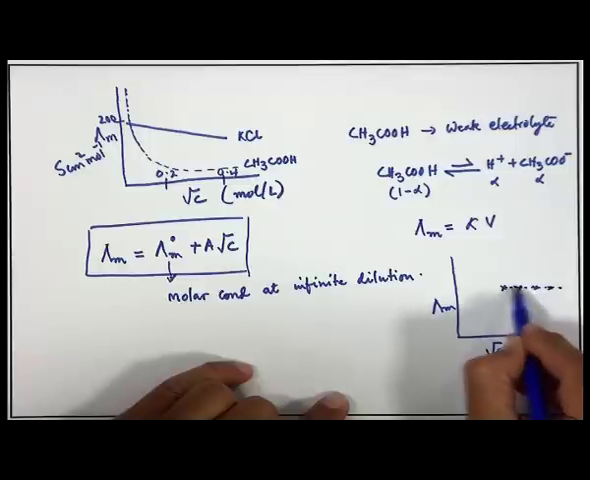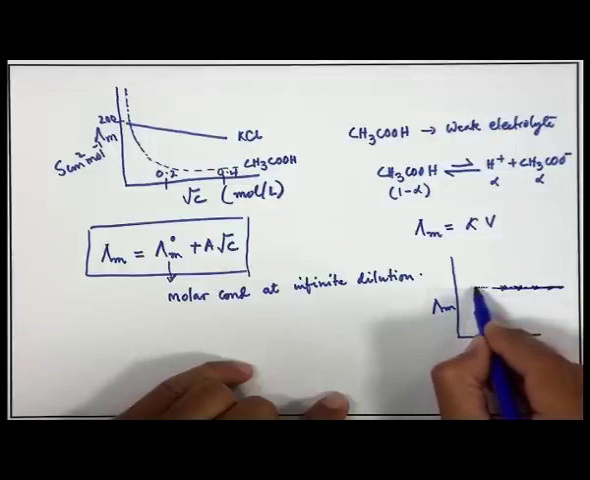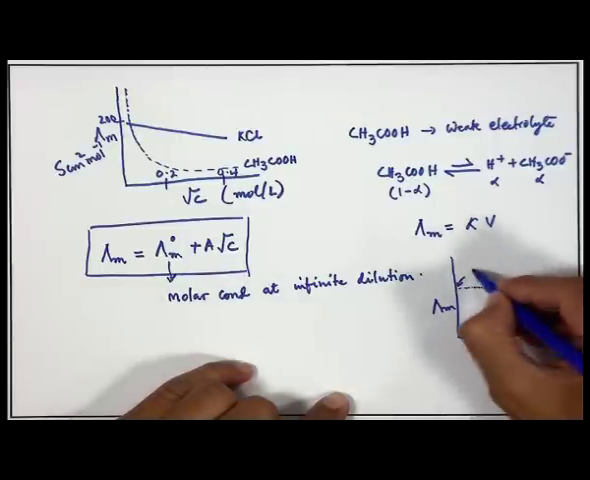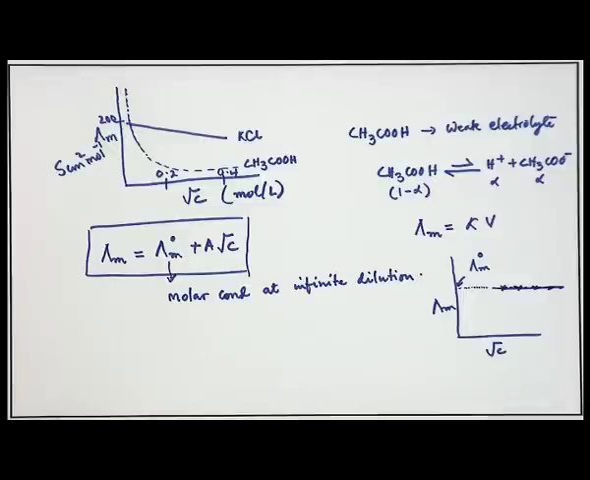So, these are all measurable things. You measure and then you extrapolate, just because the trend is linear. Wherever it cuts the y axis is nothing but lambda m 0. So, for a strong electrolyte, the job is easier, as you can measure the value of lambda m at the infinite dilution condition. But the problem comes when you have a weak electrolyte like acetic acid, because then you cannot apply this extrapolation procedure to find out the lambda value at the infinitely dilute condition.